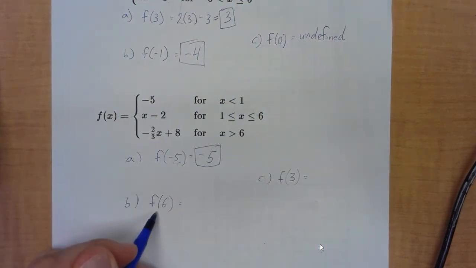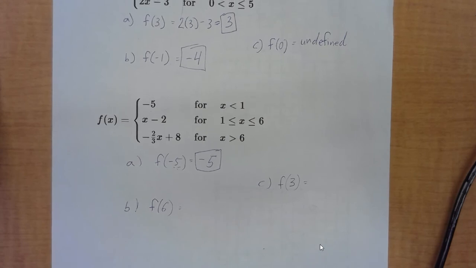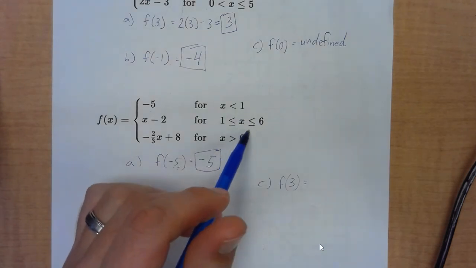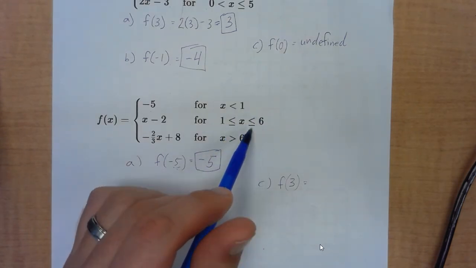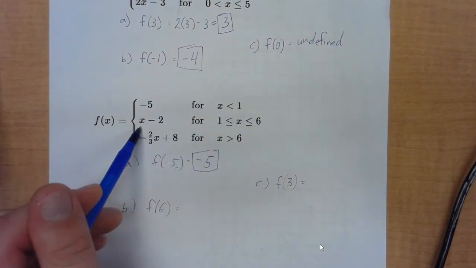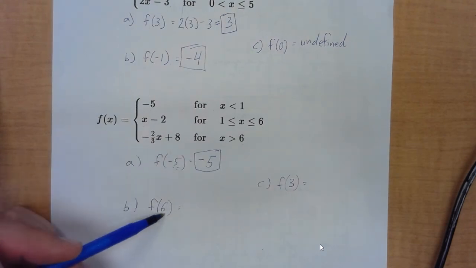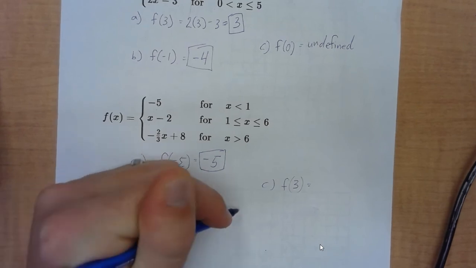And now f of 6, when x is 6, what could the function be equal to? This is all values greater than 6, and this is all values including 6, from 1 to 6. So we're going to use the middle function here, this linear function, y equals x minus 2. So I simply substitute in my 6 here. 6 minus 2 equals 4.